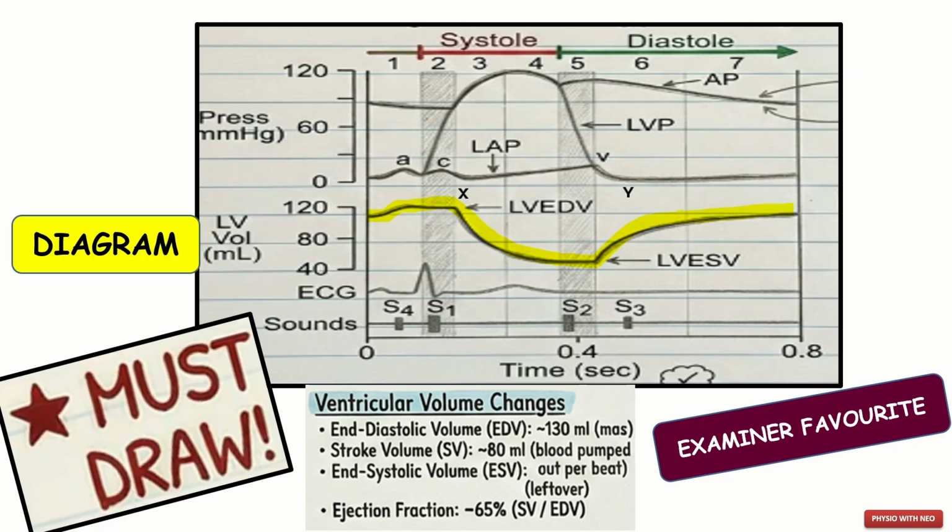must-draw diagram. As you can see from the diagram, the amount of blood remaining in the ventricle, that is the end diastolic volume, is about 130 ml, which gives a stroke volume of 80 ml, and the amount of blood remaining in the ventricle at the end of the systole is the end systolic volume. And this ratio of stroke volume to the end diastolic volume gives us the ejection fraction. This diagram along with this explanation is most examiners' favorite.